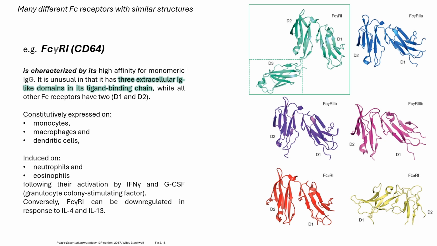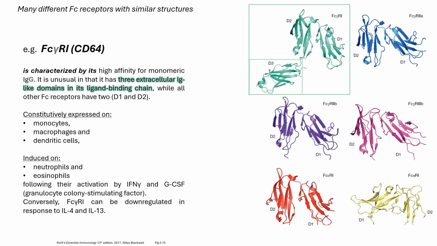And monocytes, after they enter the inflamed or infected tissues, may follow various developmental pathways towards either a macrophage or a dendritic identity. In addition to this constitutive expression, this Fc receptor, CD64, can be induced on neutrophils and eosinophils, and this follows activation by interferon gamma and granulocyte colony stimulating factor. In addition, the receptor can be downregulated in response to interleukin 4 and interleukin 13.